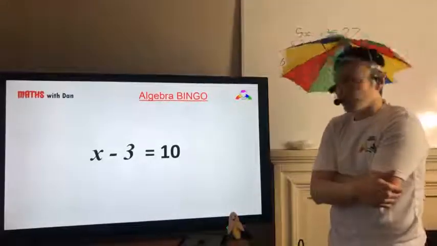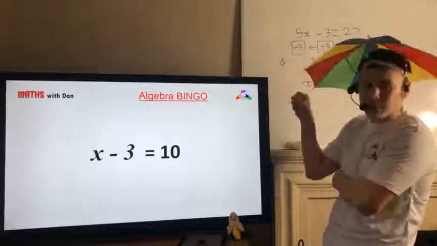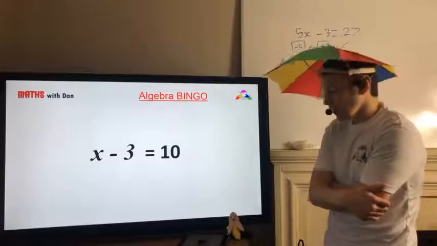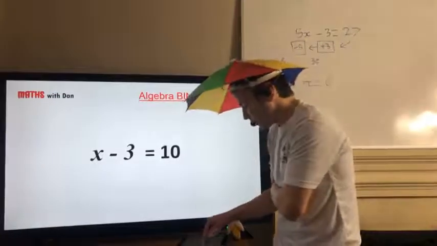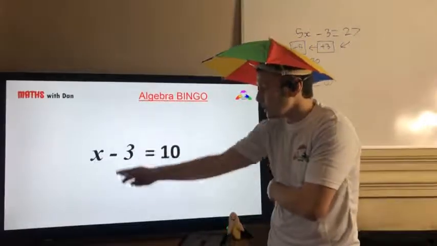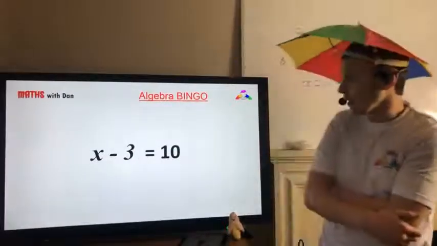10 minus 3 equals x. I think these are the best ones to work backwards in. Do the opposite. Work backwards, do the opposite. So instead of minusing 3, we're going to do the opposite. We're going to plus the 3 to get our answer.